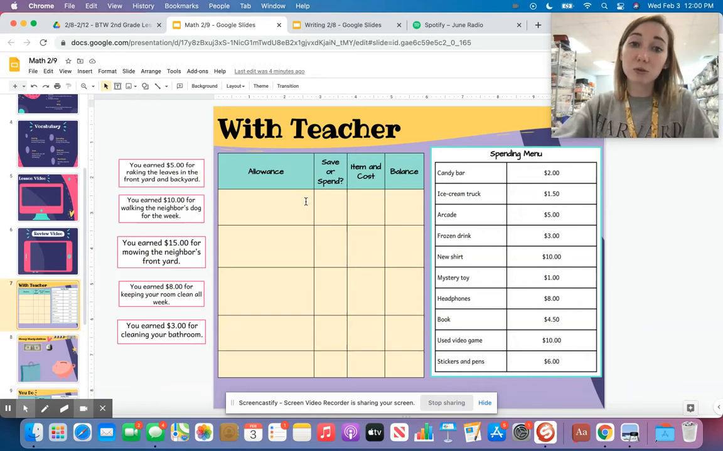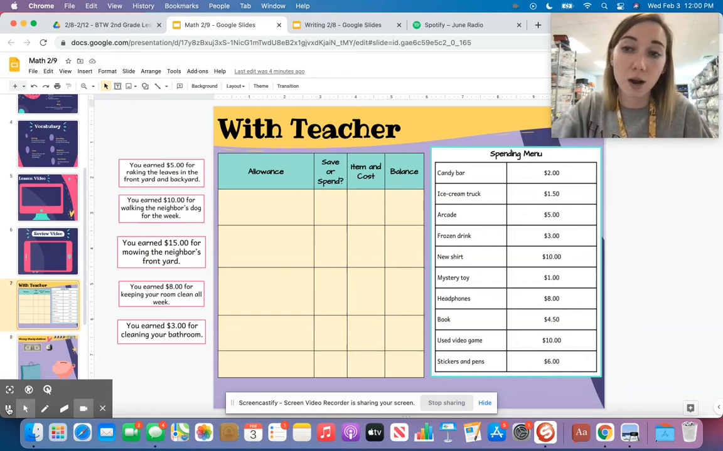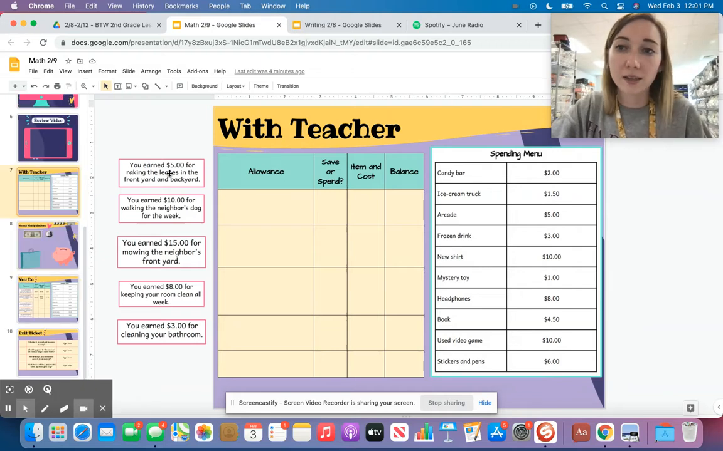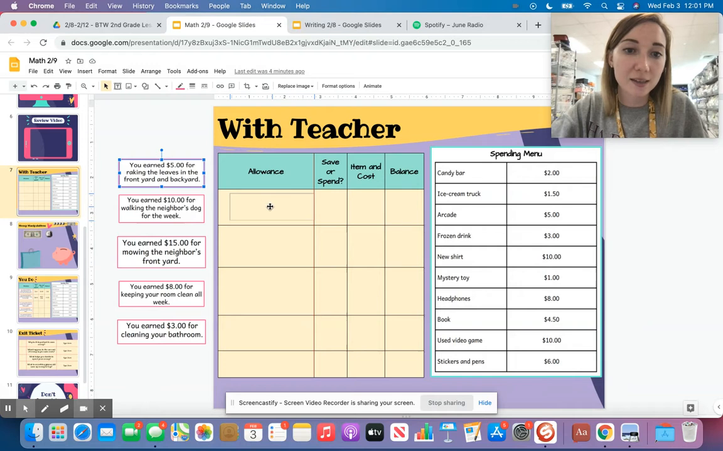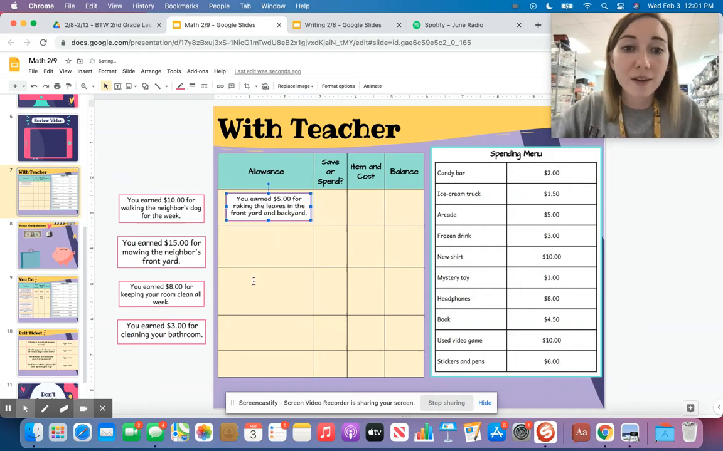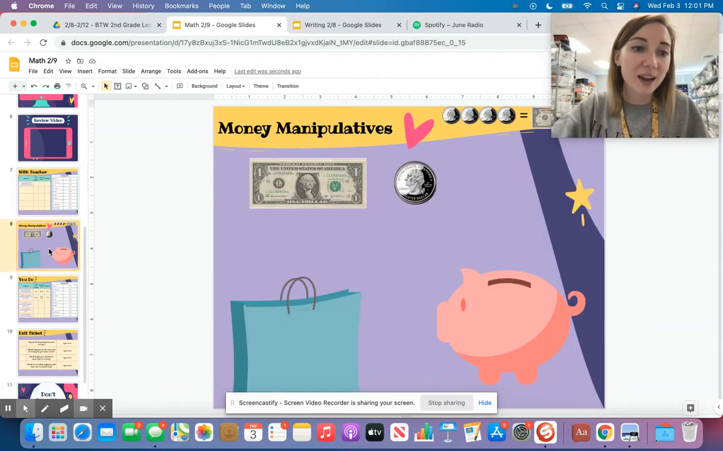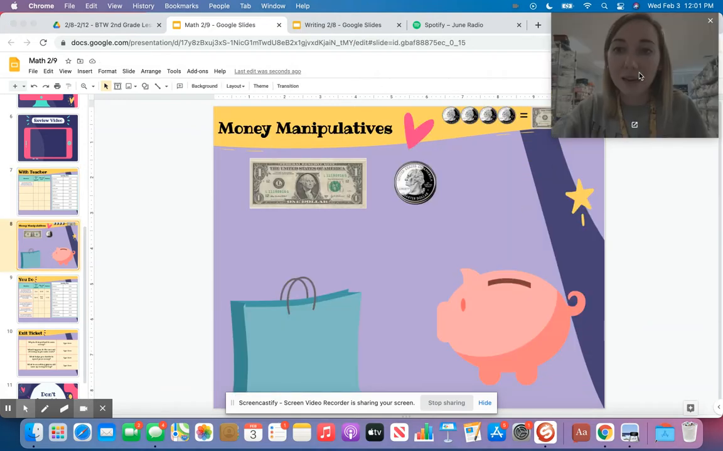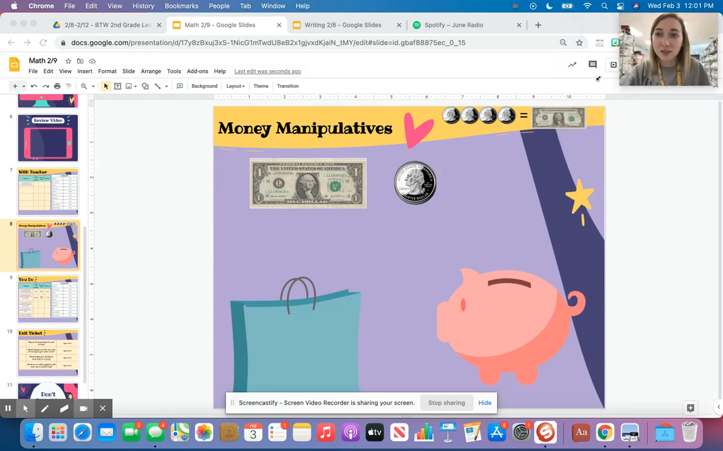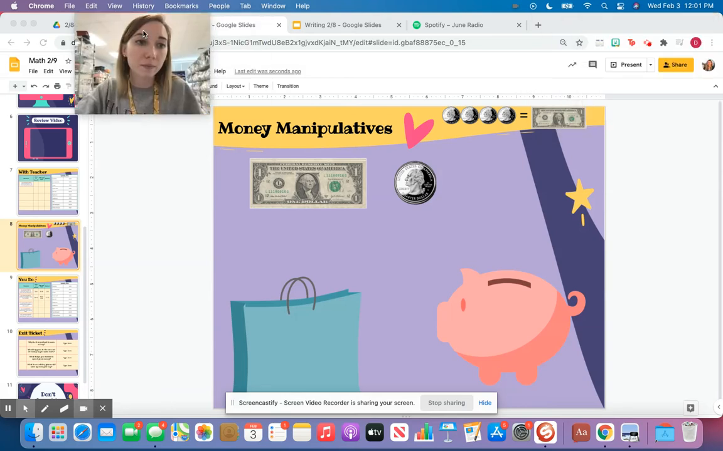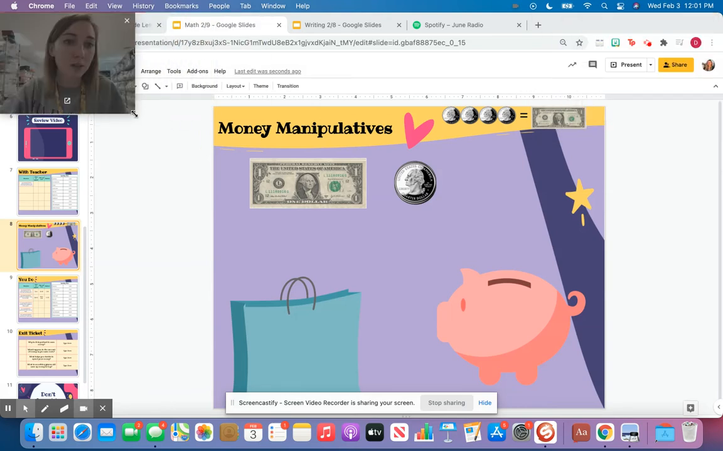So, I'm going to do 2 situations for you, and then you guys are going to continue on. All right, so here is my first thing I did, and it says, you earned $5 for raking the leaves in the front yard and the backyard. Okay, so let's go over here. On the next slide, I have a piggy bank, right? I'm going to make my face smaller. Okay, you know what? Over here. That way y'all can still see me.